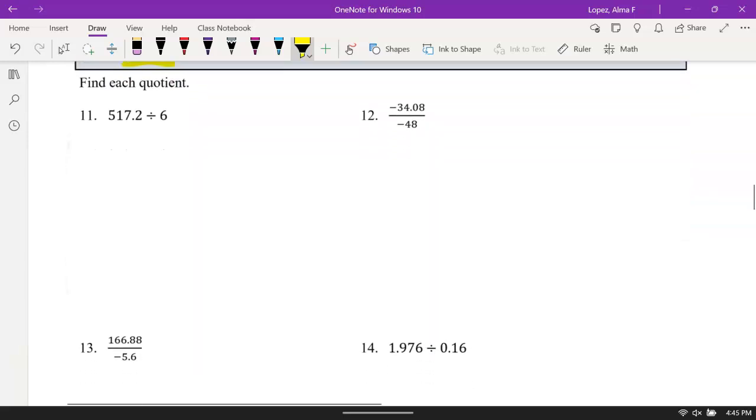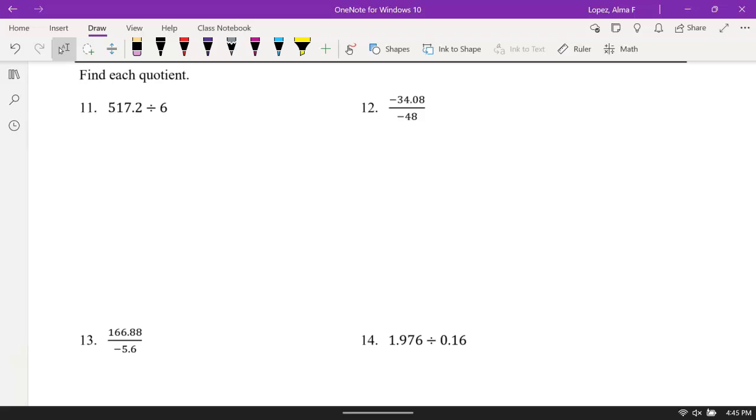Now that's the directions. I have to read them to you. Let me show you what that's talking about. I am dividing 517.2 by 6. That means that the decimal is going to go right there. Since the 6 is already a whole number, we don't need to move the decimal.